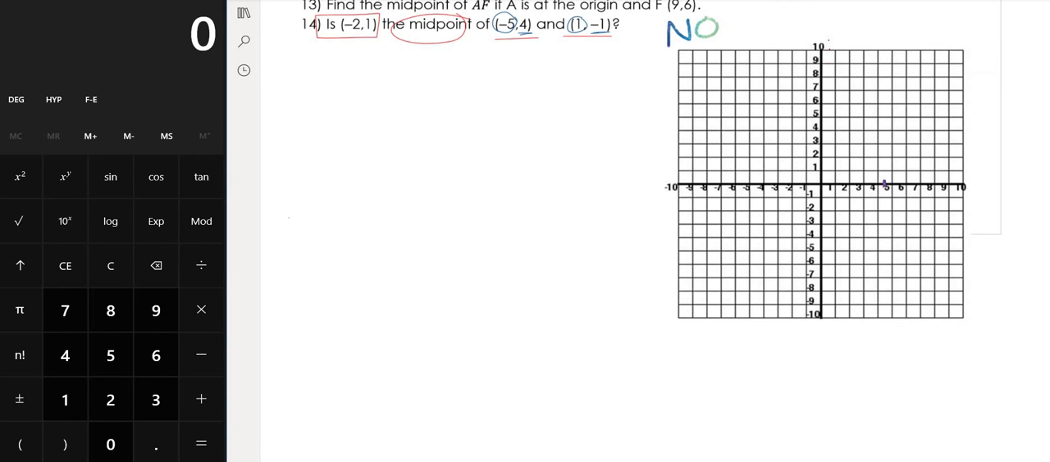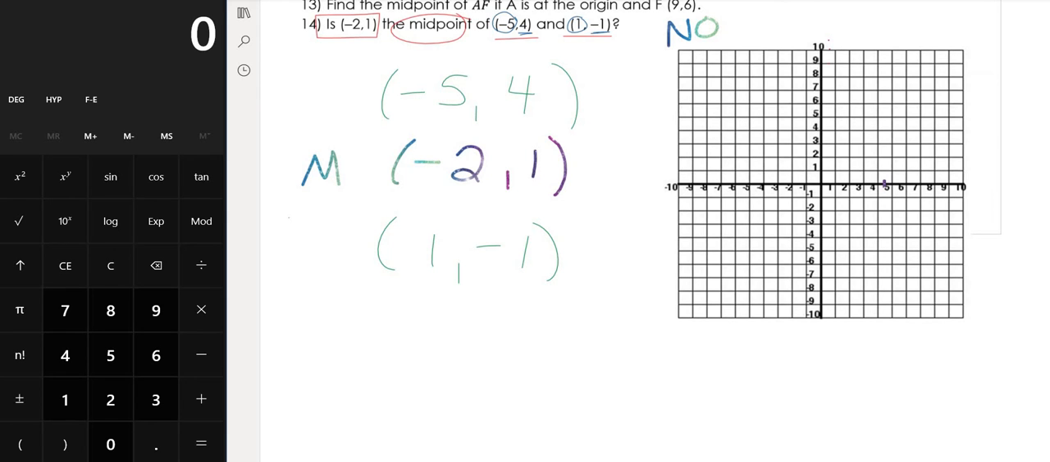If I stack up my two endpoints, so if I have (-5, 4), and I have (1, -1), and then I'm told that my midpoint may be (-2, 1), I want to check if that's correct. Well, if it's a midpoint, that means what happens between the first point and the midpoint should be the same thing as what happens between the midpoint and the second endpoint. So let's see what that means. To go from negative 5 to negative 2 on the number line, that's a difference of positive 3.